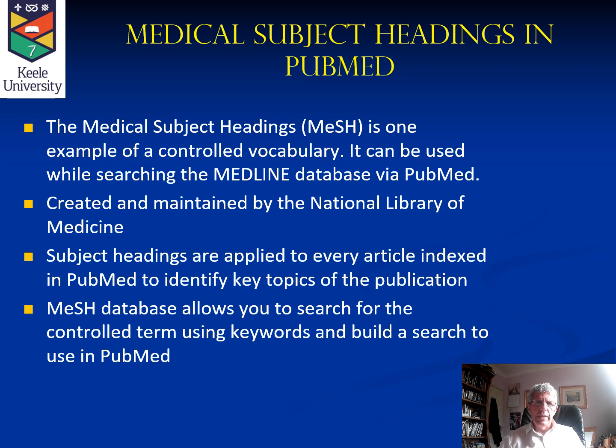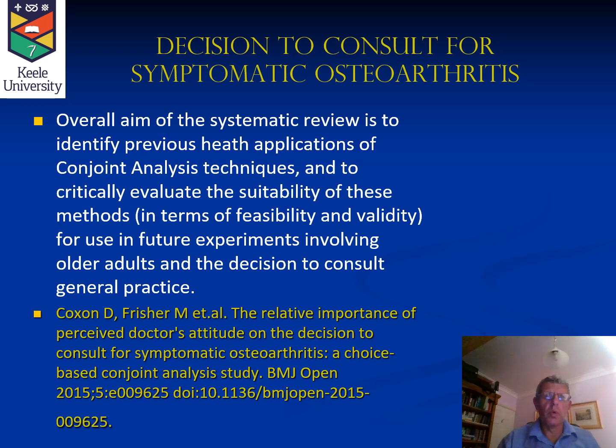I'd like to look at one systematic review which was part of research published in this paper here, called The Relative Importance of Perceived Doctors' Attitudes on the Decision to Consult for Systematic Osteoarthritis, a choice-based conjoint analysis study. Conjoint analysis is a technique used in market research that helps to determine how people value different attributes, the features, the functions, the benefits of something that make up an individual product or service, and it's something that's increasingly being used in health services research.